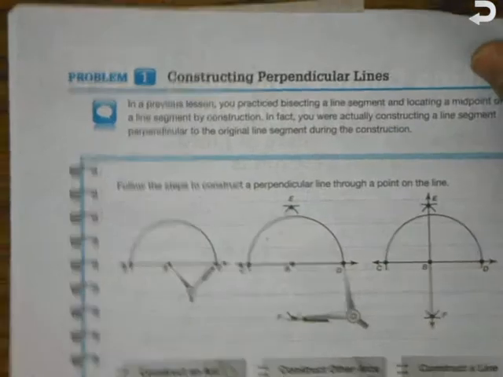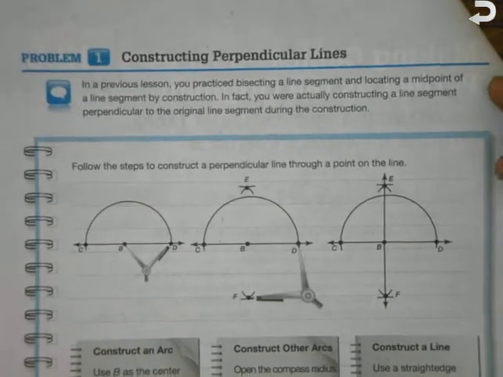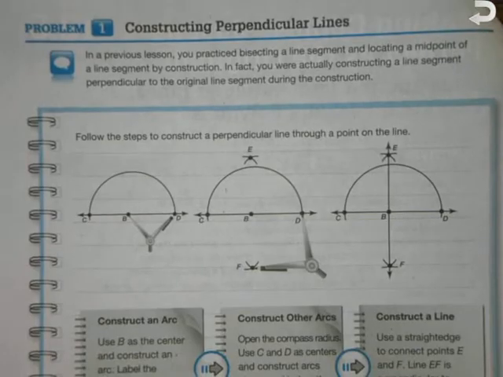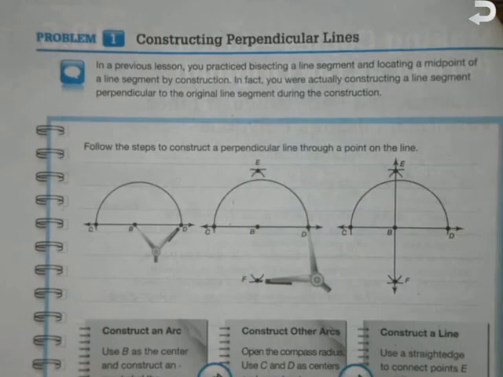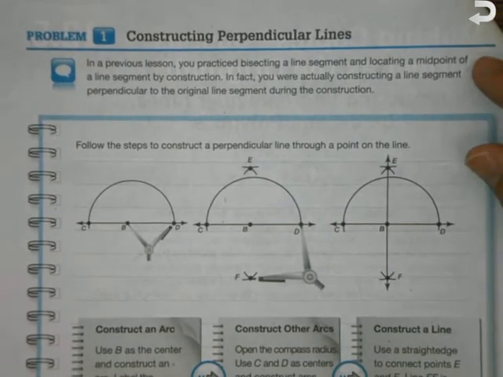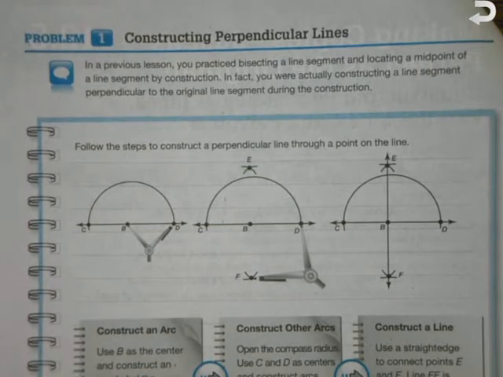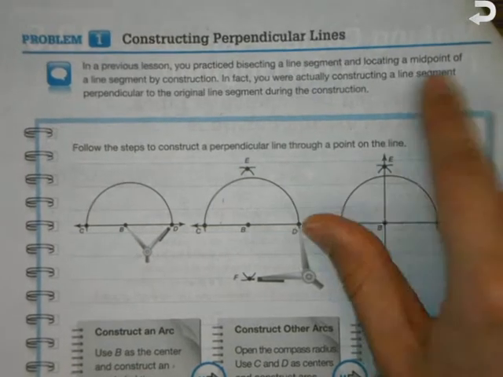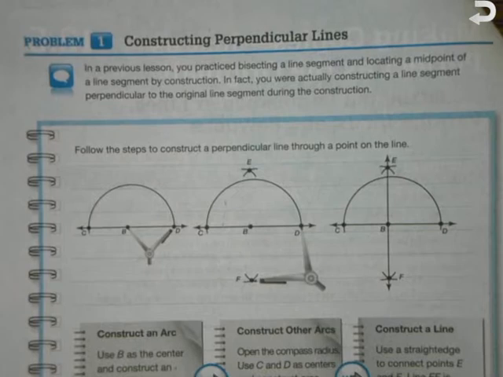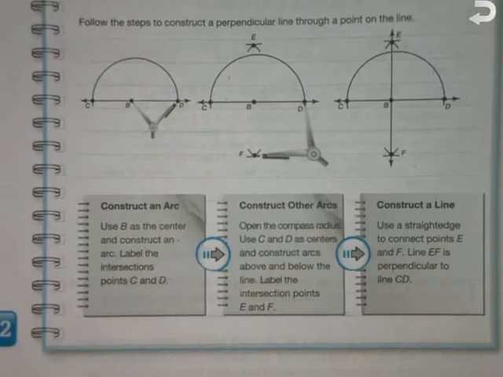So the first thing we're going to look at on page 700 is constructing perpendicular lines. Okay, so let's take a look at this. In a previous lesson, we practiced bisecting a line segment and locating a midpoint of a line segment using construction. We were actually constructing a line segment perpendicular to the segment above. So we actually have done this.